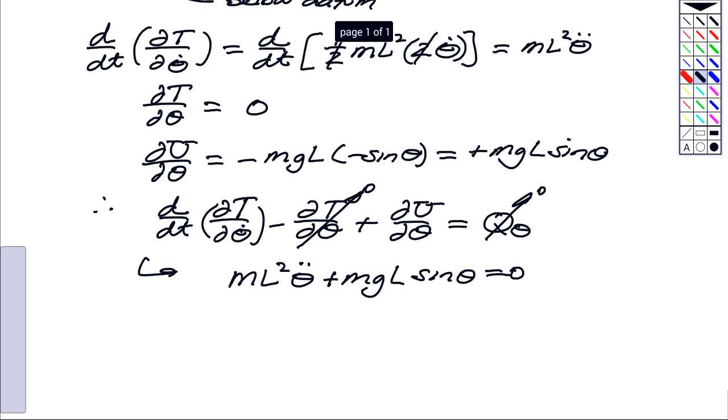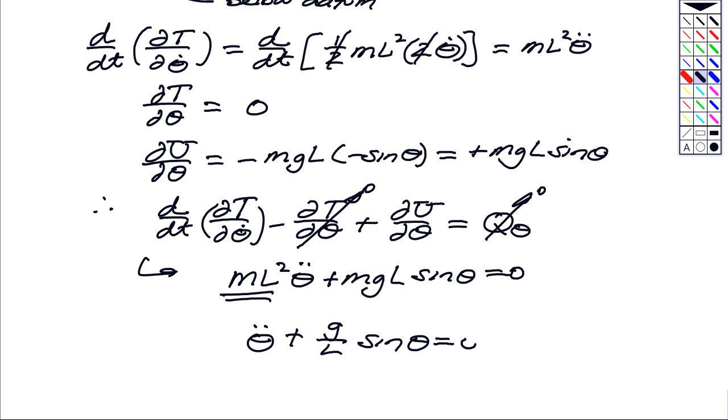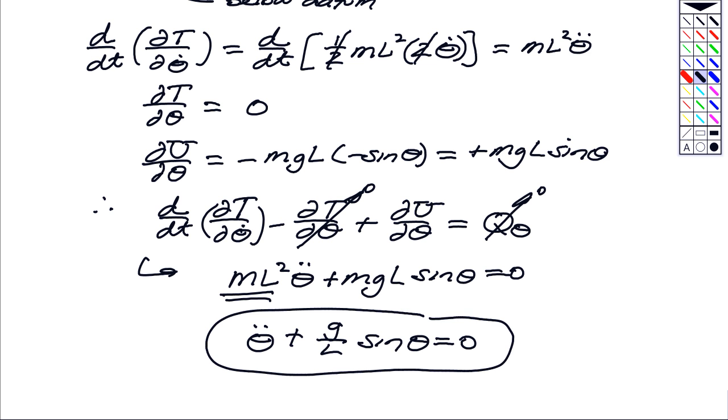We might go through and divide by mL squared and get theta double dot plus g over L sine theta is 0. So this is what the Lagrangian approach gives. If we use Newton's second law, we of course would end up with the same equation without much more difficulty. This is more of an example to show how the method works, not to demonstrate that it's a better or worse approach than Newton.